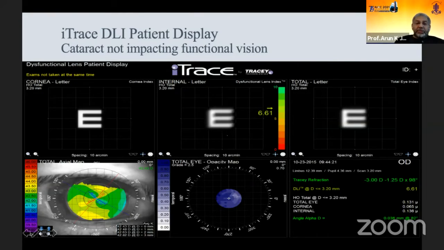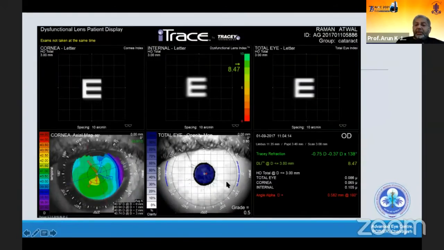And this is another similar patient. Here the cataract is very minimal, 0.5 grade, and the index is also quite high, near normal, and the reflection is in green, but here angle alpha is more. So maybe later in life, we may choose to do not a multifocal. Time and again, we have said the role of angle alpha and kappa, and maybe an aspheric, or a non-aspheric or aspheric neutral IOL.